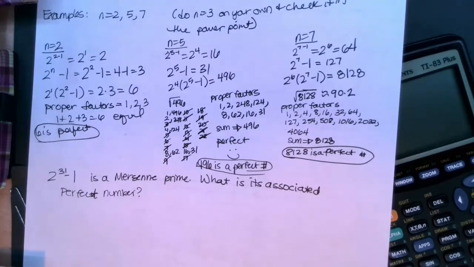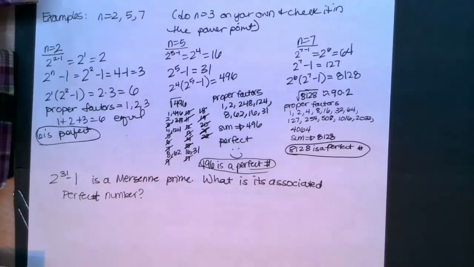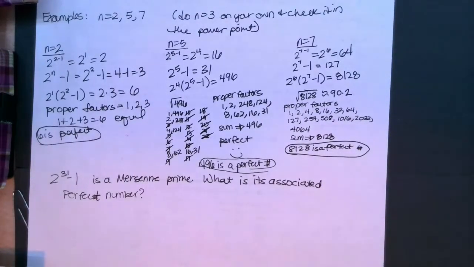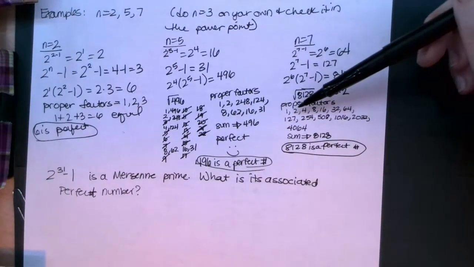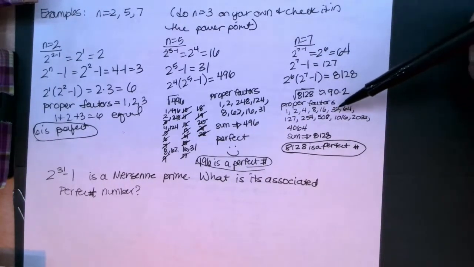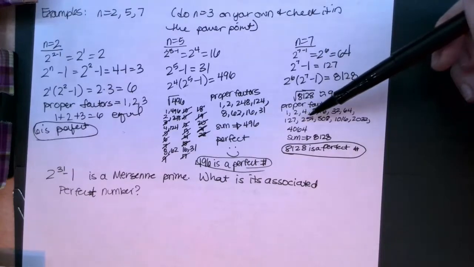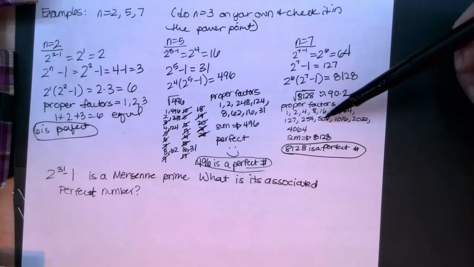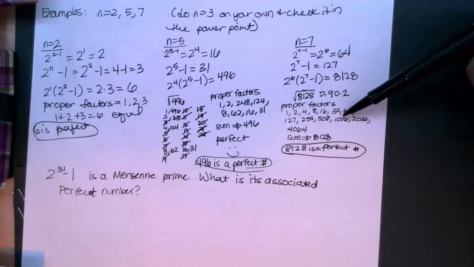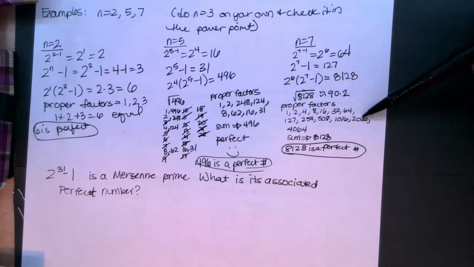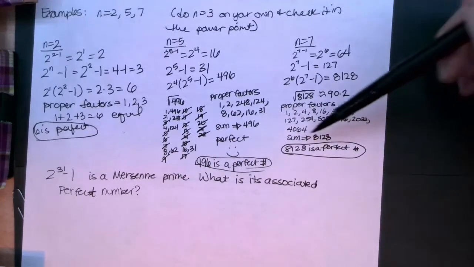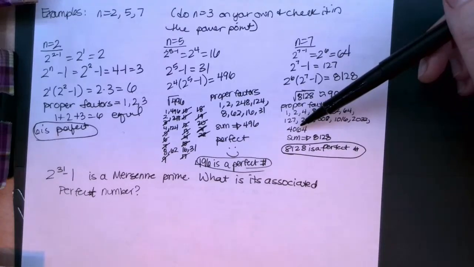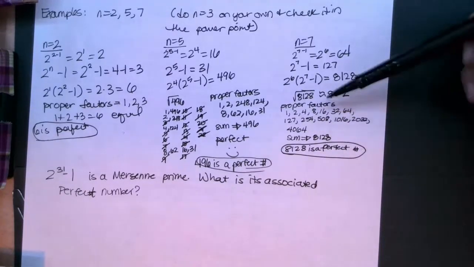Okay, so taking a look at this one, I found all the proper divisors. So again, you can do that on your own. Sorry, the proper factors. And that was 1, 2, 4, 8, 16, 32, 64, 127, 254, 508, 1016, 2032, 4064. When I summed them all up, I got the same, so it's a perfect number.